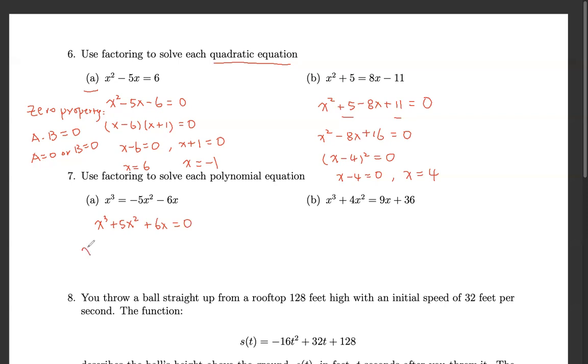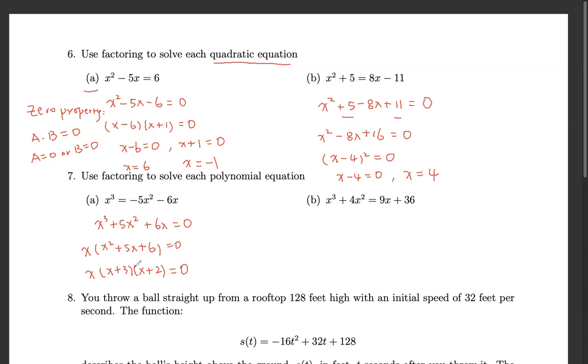Now we can factor x. x squared plus 5x plus 6 equals 0, because x is a common factor of the 3 terms. Now x squared plus 5x plus 6 also can be factored as x plus 3 and x plus 2. So 2 times 3 is 6, 2 plus 3 is 5.